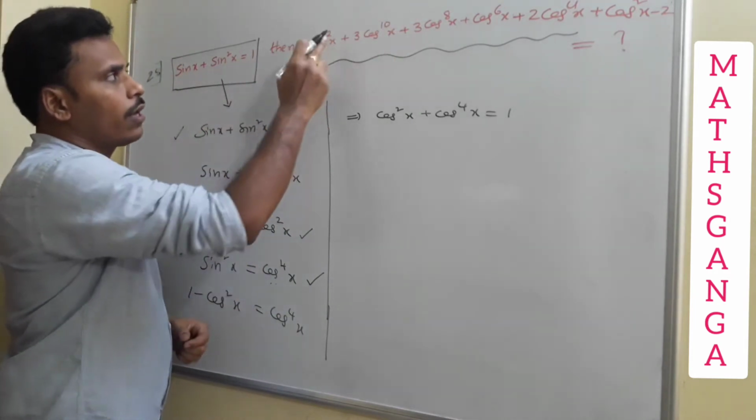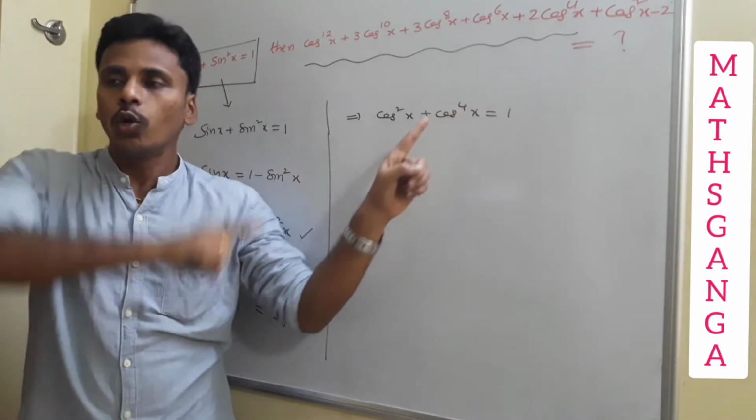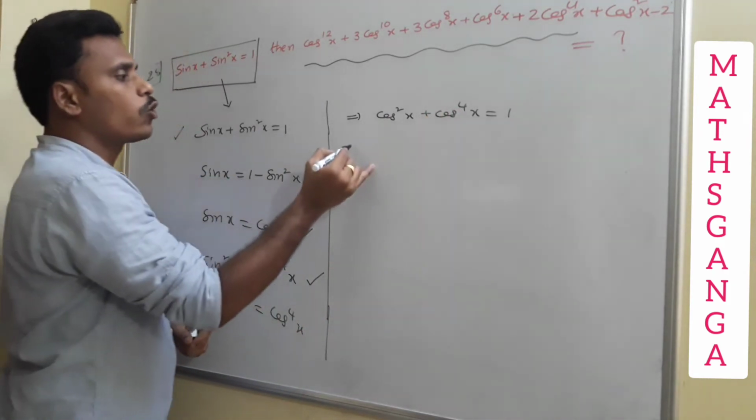Since I need everything with the power of 12, and here it is a power of 4, to make this power 4 into a power 12, what I do is I will cube on both sides.